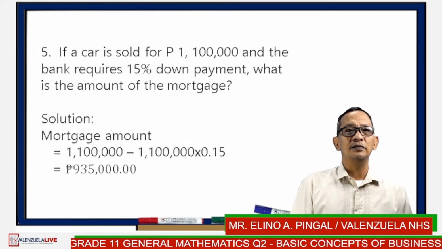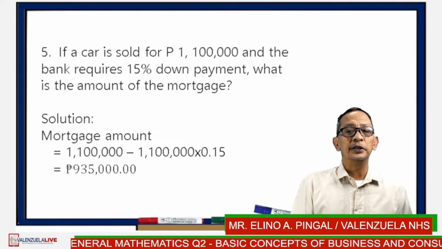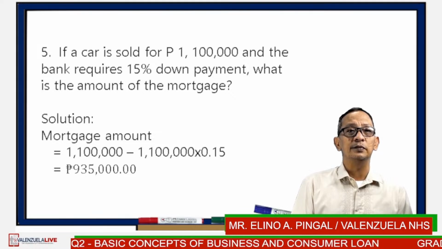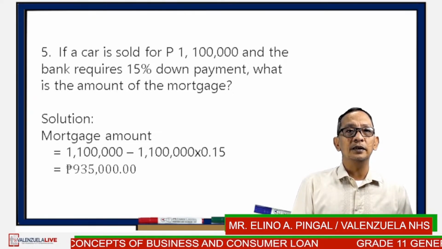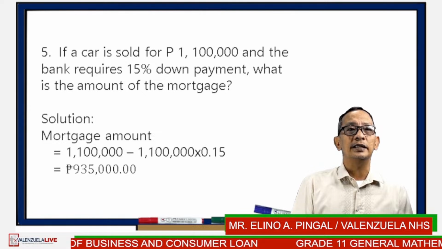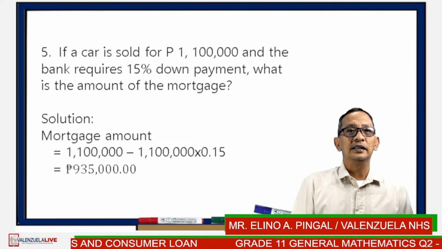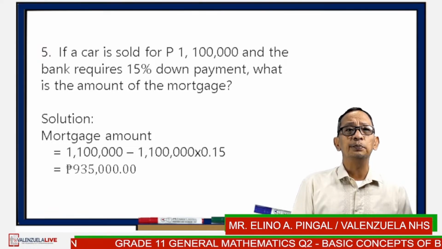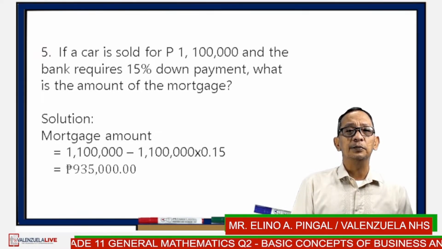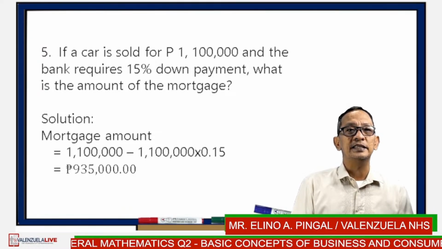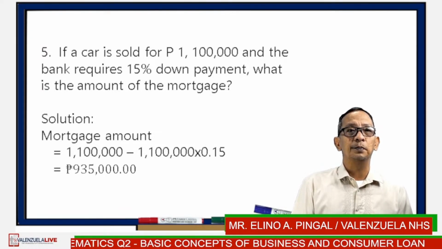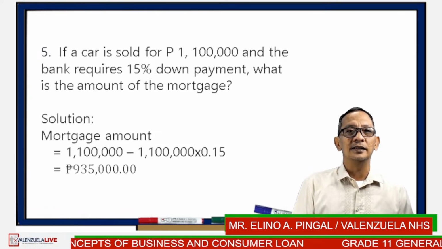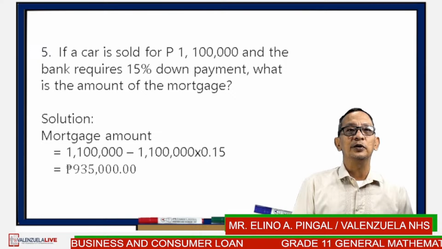The mortgage amount is equivalent to the principal amount minus the down payment. And so substituting the values, the principal amount or the purchase amount is 1,100,000 pesos minus the down payment, which is equivalent to 1,100,000 times 0.15. 0.15, by the way, is the percent of the down payment. Computing this, we have the value of the mortgage equivalent to 935,000 pesos. I hope you learned from this lesson.